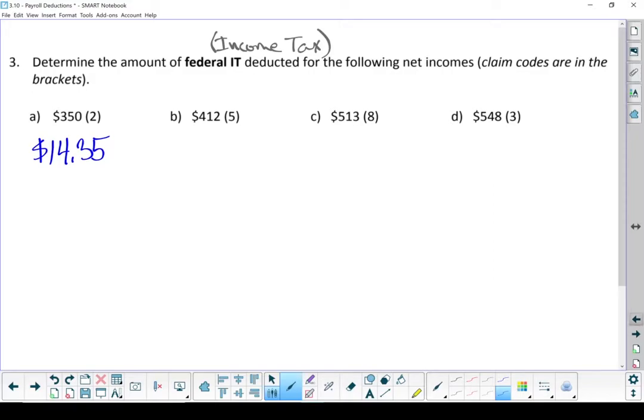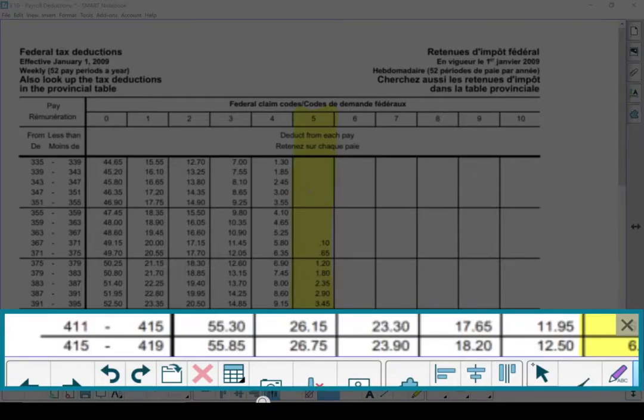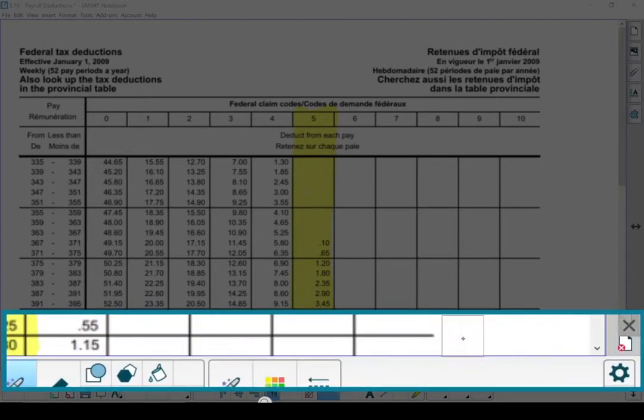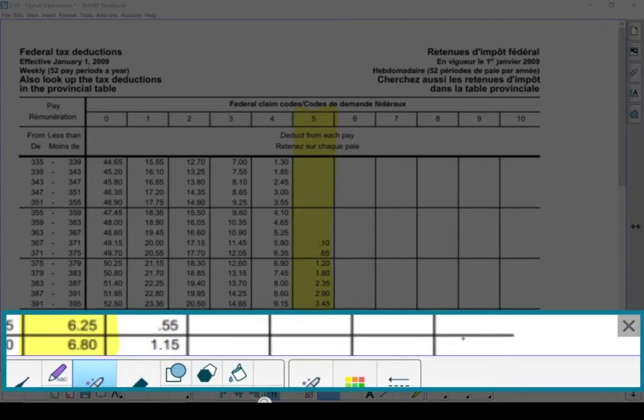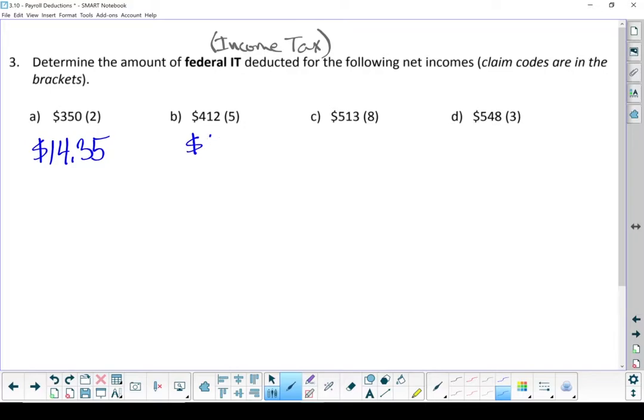B, income level is $412 a week and claim code number 5. Let's go to the federal income tax table. I'm going to start with claim code number 5. That's the column we're looking in. If I'm looking for 412, it's right down there at the bottom. It's right there at the top between 411 and 415. I scroll over, right there, $6.25. The federal income tax deduction is $6.25.